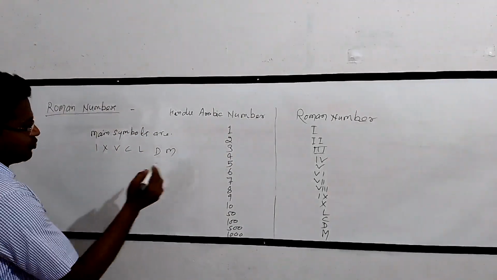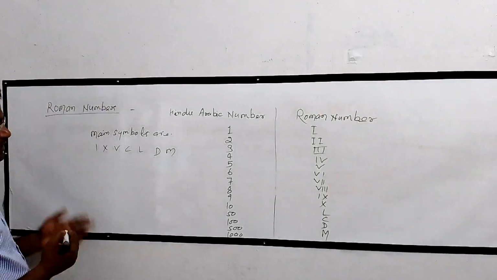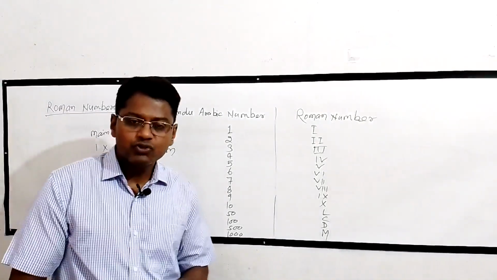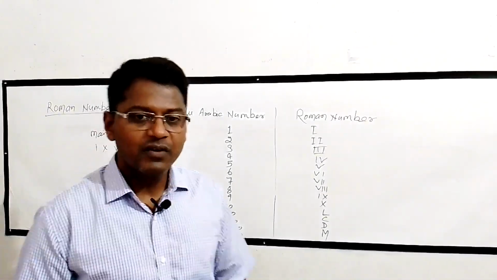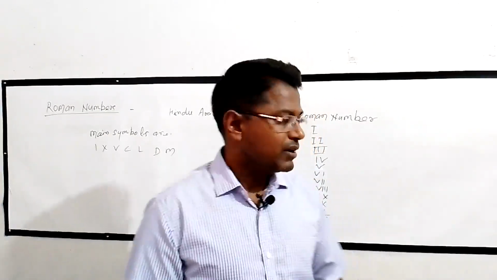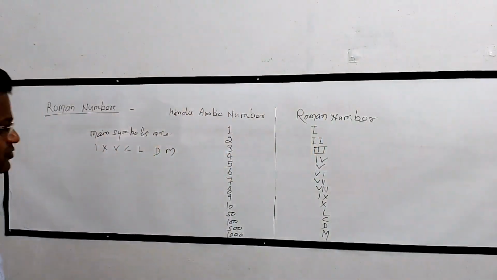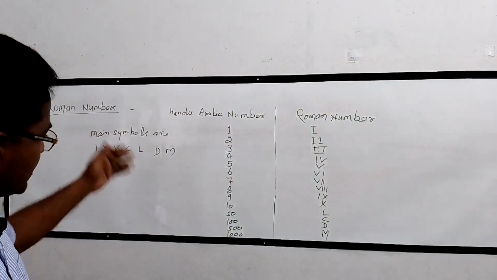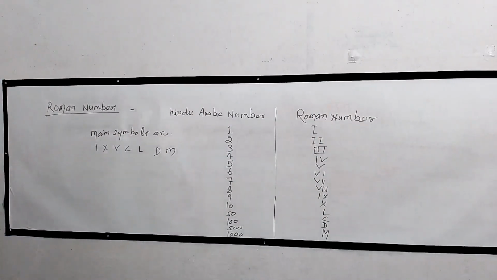For example, if you want to make 1, then again there are certain rules. Actually there are certain rules on the basis of which you can write down any number in the Roman number. Before going to that, just take a screenshot of this picture so that you can make notes.